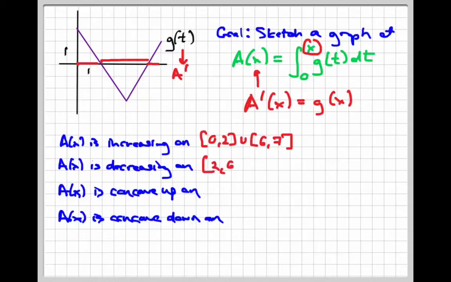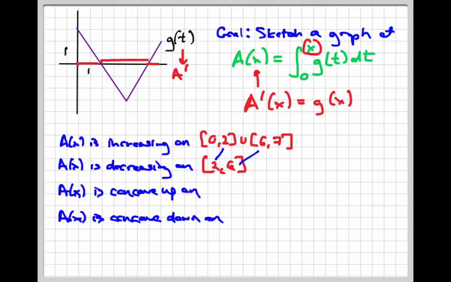Notice too, this gives us some information about where the local extreme values of A are. A of x changes from increasing to decreasing at x equals 2, and so x equals 2 is going to be a relative maximum of A. Likewise, A changes from decreasing to increasing at 6, and so there's going to be a relative minimum of A at x equals 6.